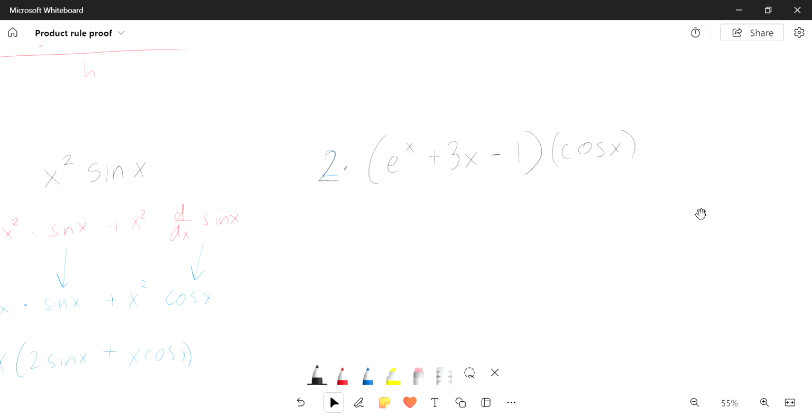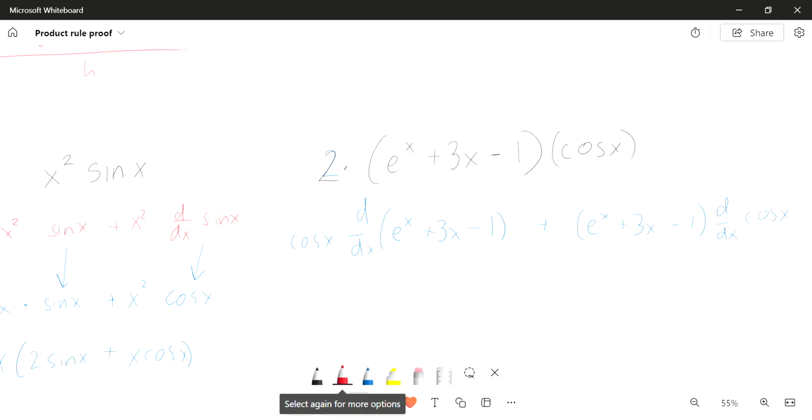Ready? Here we go. So now we take the derivative of this first function. So that means e to the power of x plus 3x minus 1, and we keep the cosine x aside for now. That's the same. And then we have this other function e to the power of x plus 3x minus 1, and then we take the derivative of cosine x.